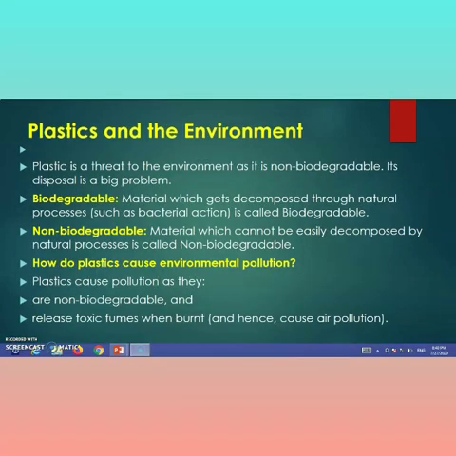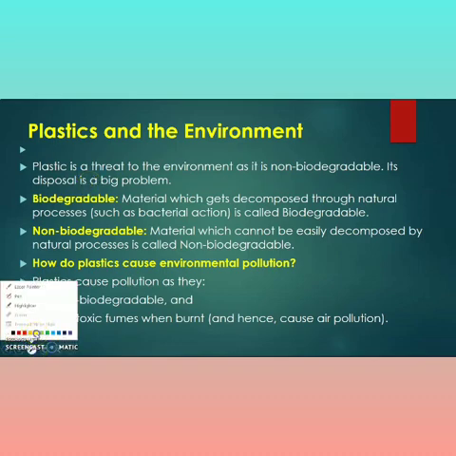Plastic and environment. All of you know that today the non-biodegradable form of plastic has become a very serious situation for our environment. So plastic is a threat to the environment. As all of you know, it is non-biodegradable. Its disposal is a big problem.